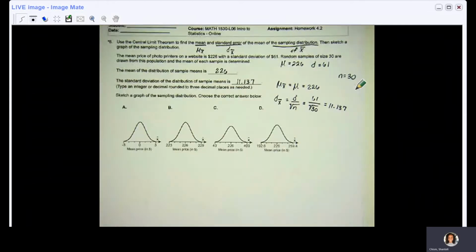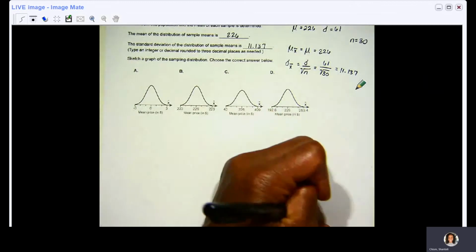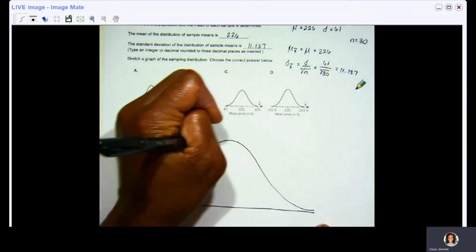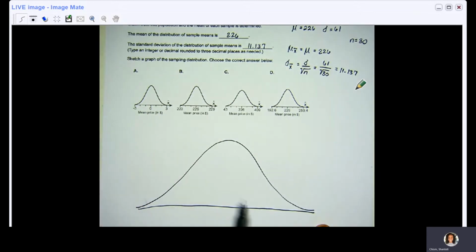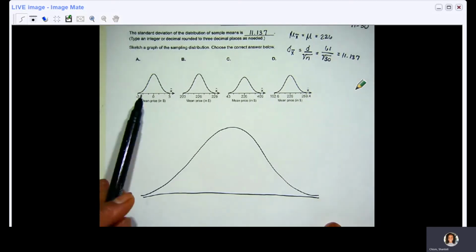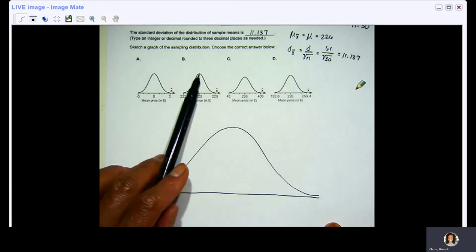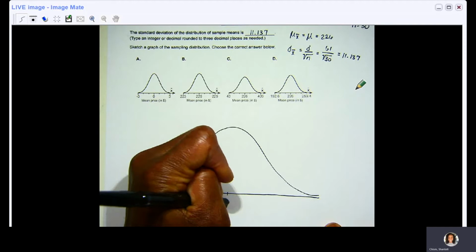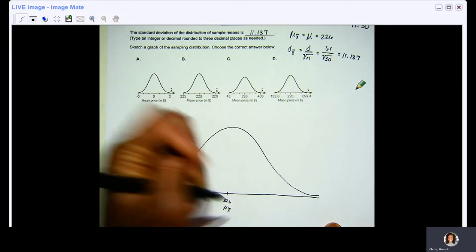Okay. All right. So when we look at this sketch, here's what we're going to do. I'm going to create my own little sketch. That way then my graph, I just have to choose the correct one that it matches. So notice that you're at the center, at the peak of your curve should be your mean. That should be 226, your mean mu sub x.